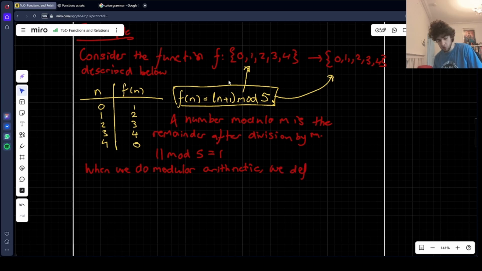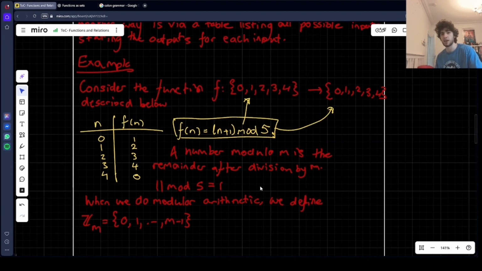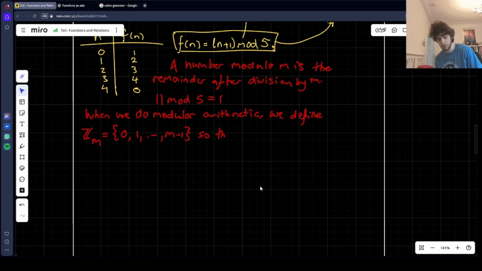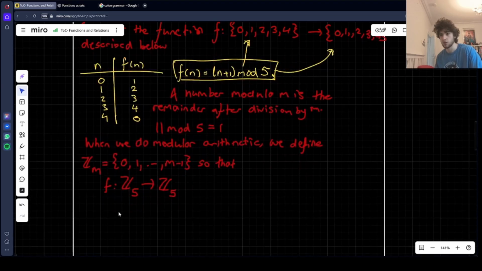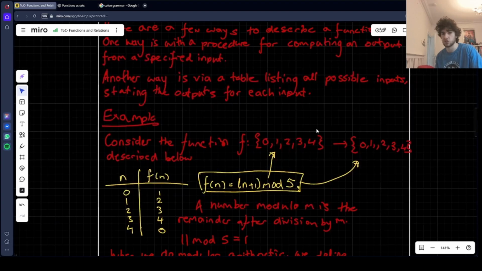Whenever we do modular arithmetic, we define a specific set. The set that we define is Z with a subscript m, and it's just the set of all integers from 0 all the way up to m minus 1. One reason for doing this is that instead of writing our function in this format here, we can say that f is a function from, in this case, Z5 to Z5, which is just this written in a different way. This functional form, this way of writing out a function by stating its domain and range, is a lot easier and more compact than this, because here we actually have to state the specific sets.